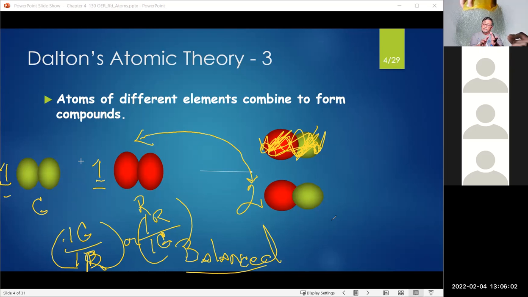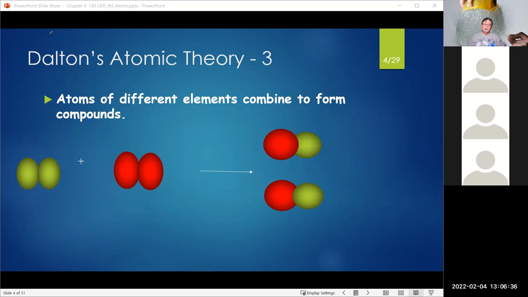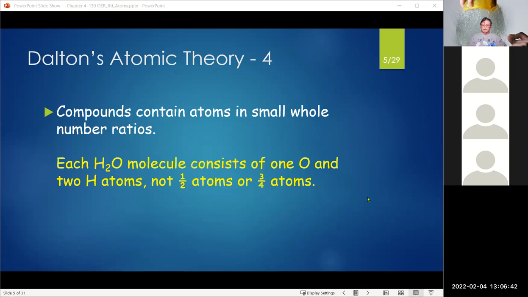This ratio, like we just did with the calculations, will be utilized to help us calculate anything. We could say, all right, if I need 100 grams of this compound, how many grams of green do I need to begin with? And I would use that particular ratio from the balanced chemical equation. We're going to get into learning how to balance these chemical equations, because that coefficient is extremely important in these calculations. All right, so atoms of different elements combine to form compounds.